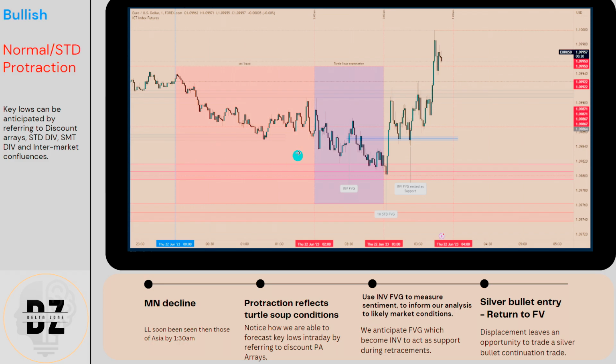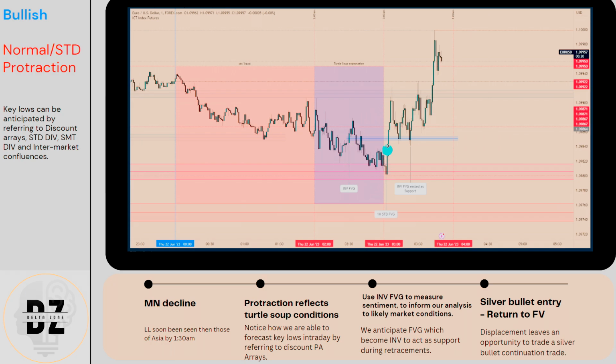So essentially, again, what we're getting at here is that this profile is highly dependent on our ability to forecast intraday lows. The way we do this is by finding the highest level of confluences. In this instance, we have a return to fair value, 1 hour standard fair value gap, and inside the fair value gap we post SMT divergence before price expands higher.